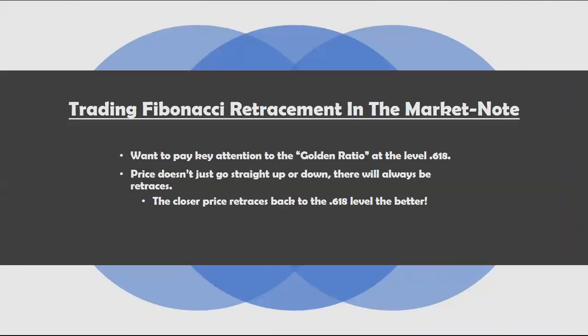Okay, so trading Fibonacci retracements in the market. Note, you want to pay attention to the golden ratio at the level 0.618. Also know that price doesn't just go straight up or down. There will always be retraces. And that's why we have the Fibonacci retracement, because certain retracements give you certain reactions. And so the closer price retraces back to the 0.618 level, the better.